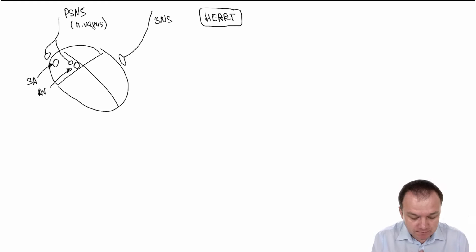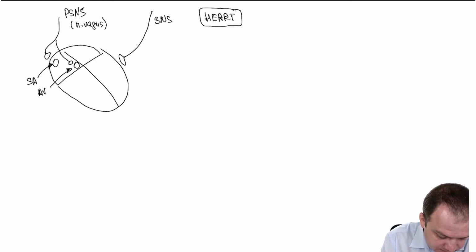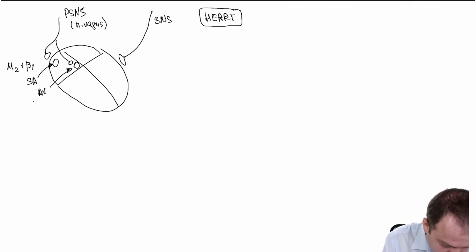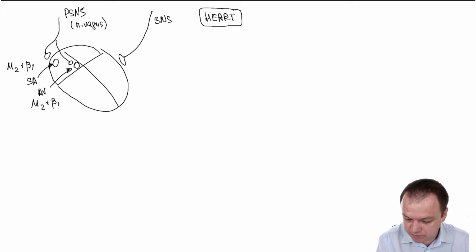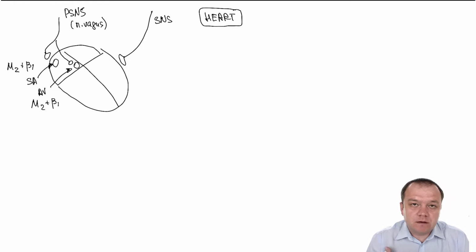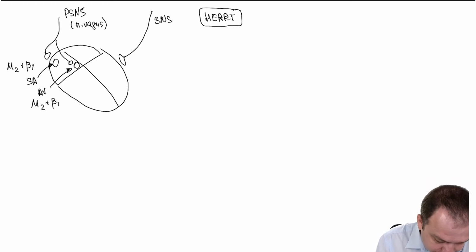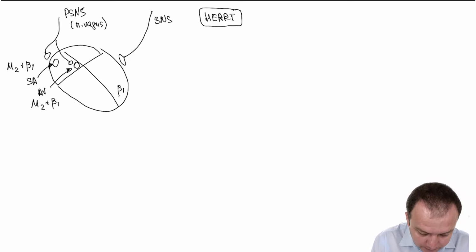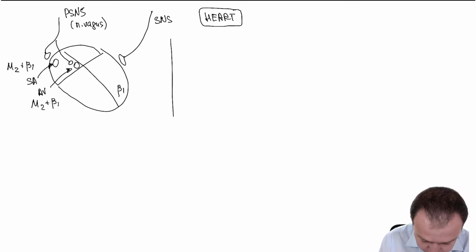So, as we're talking about the sinoatrial node, inside the sinoatrial node we have M2 and beta-1 adrenergic receptors. Inside the AV node we also have M2 and beta-1 adrenergic receptors. And as you know, probably, the heart has beta-1 adrenergic receptors. When we're talking about beta-1 adrenergic receptors, we should keep in mind that these are located in the mid of the heart, in the myocardial ventricles, in the heart ventricle.